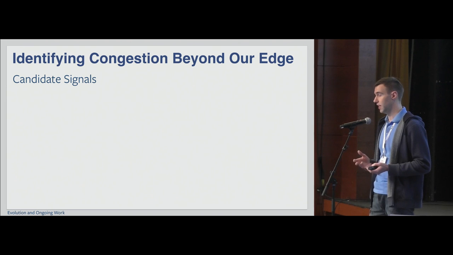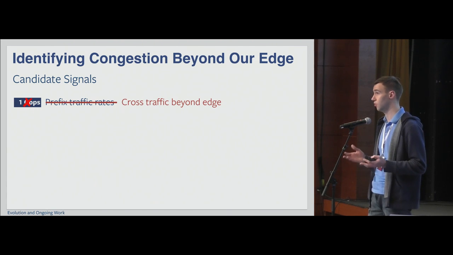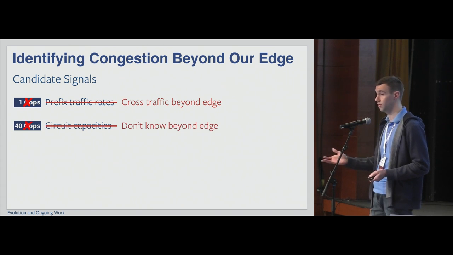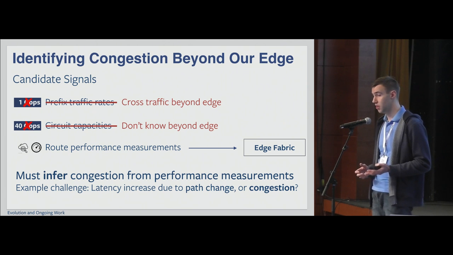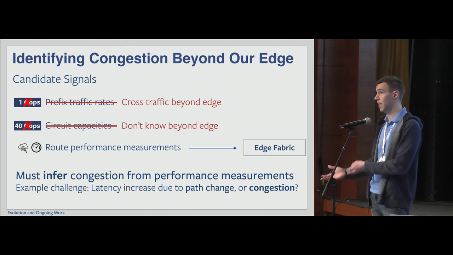So what can we do to identify congestion beyond the edge of our network? Well, we've looked at a few different signals before. We were looking, for instance, at prefix traffic rates, so I could figure out how much of Facebook's traffic is going to go on the circuit. Again, that doesn't work here because cross-traffic beyond our edge from other content providers is being mixed in, and we don't know how much traffic they have. Circuit capacities, oftentimes you aren't going to know downstream. How much capacity does my transit have with the end user network? I have no idea. And what that means is you have to instead use route performance measurements. You have to infer congestion from these performance measurements, but that can be particularly challenging because you can see things such as latency increases, and you aren't sure as to whether that's due to a path change or a change in client population or due to actual congestion.